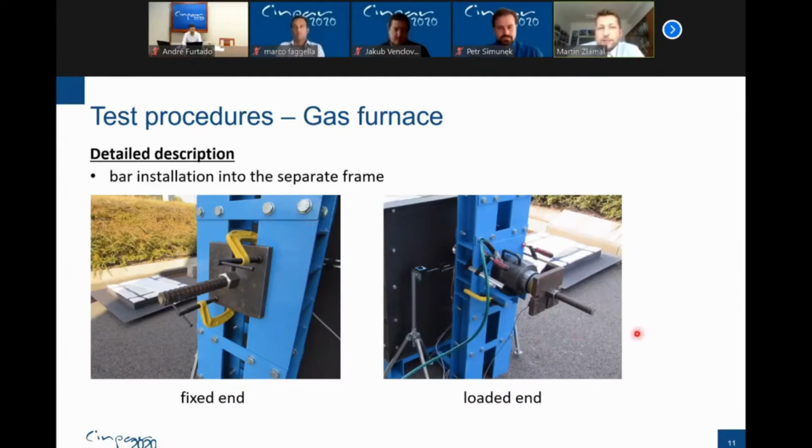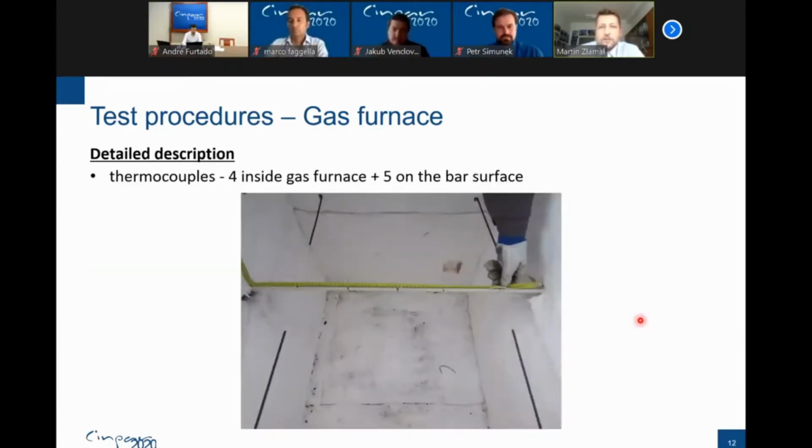After the installation of the reinforcing bar, we start with the installation of the thermocouples. We have here 4 thermocouples inside the furnace to monitor the temperature in the furnace, and 5 thermocouples installed on the surface of the reinforcing bar to obtain the thermal field along the reinforcing bar.